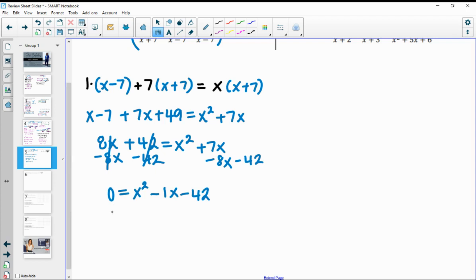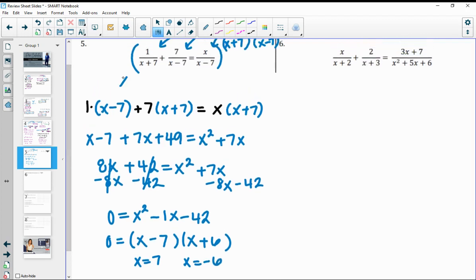So now we're going to want to factor this. So we've got an a value of 1. So we just want the factors of negative 42 that add to negative 1. So that's going to be negative 7 and positive 6. So when we set these equal to 0, we'll add 7 to both sides and get 7. Here we'll subtract 6 from both sides and get negative 6.